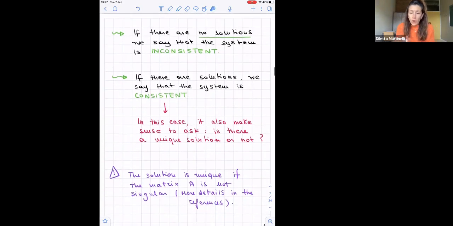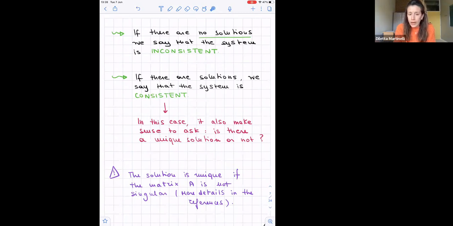And of course, if you have a consistent system, then you might ask, how many solutions do I get? Do I have a unique one, or do I have many solutions? So these are the typical questions that we are trying to answer. First, understanding if you have a consistent system or not. And if you do, then how many solutions, and can we describe the solutions of the linear system? Can we reach a general description?